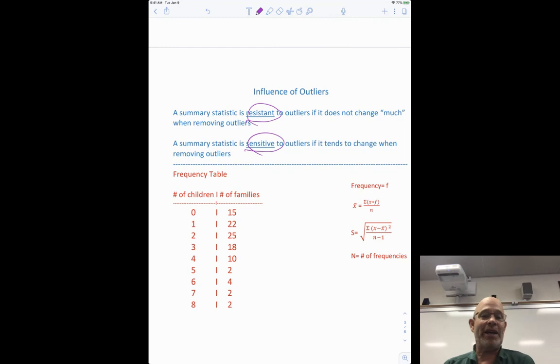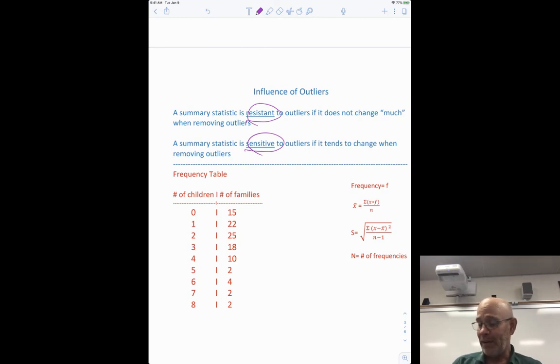And then the last little thing here is we'll see these little charts quite a bit. This is called a frequency table. This is a frequency table that came from a bunch of families, and they were asked how many kids they have. So we might want to find the mean and standard deviation of this.